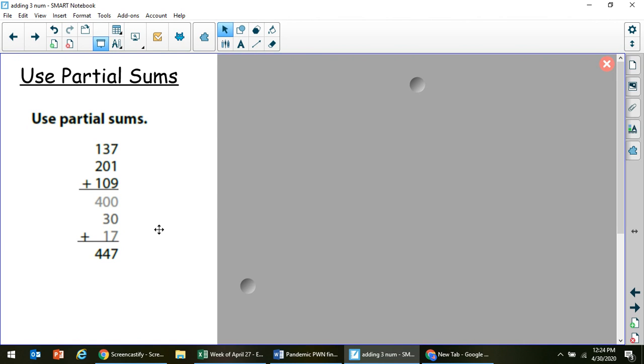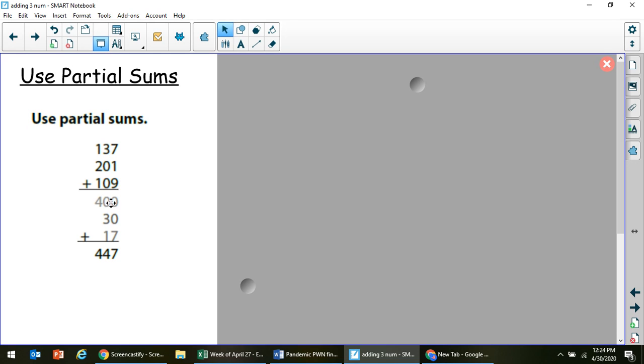Well, how did they get those? Well, they looked at their hundreds column first. So 2 plus 1 gives you 4, which is where they came up with the 400. Then they focus on their tens column, which was just the 3. So 3 tens is 30. And then from there, they added their ones. 9 plus 1 gives you 10. And then 10 plus 7 more gives you 17.